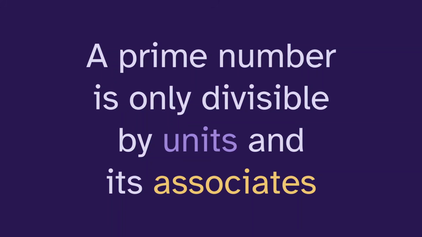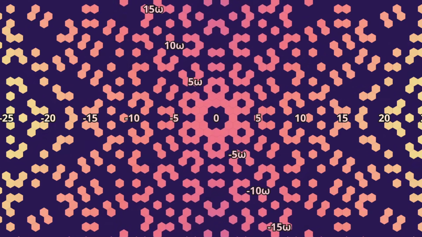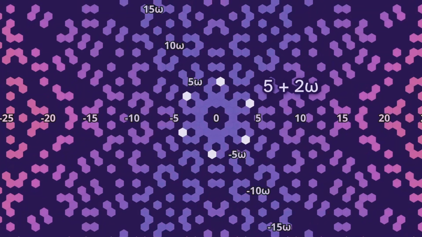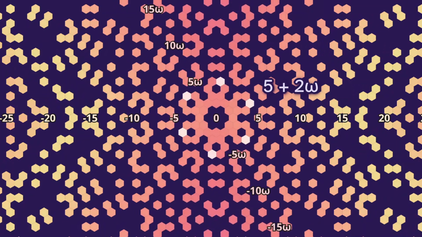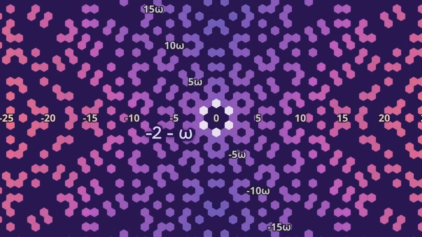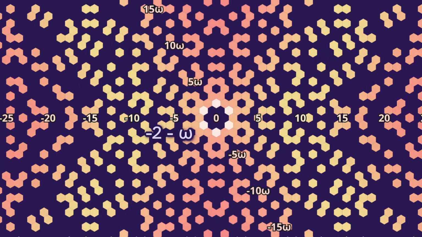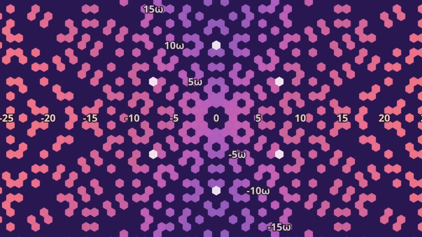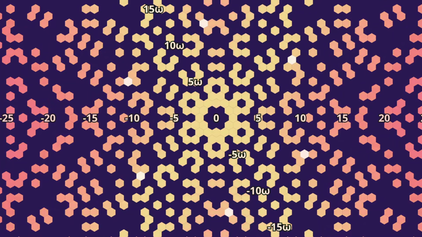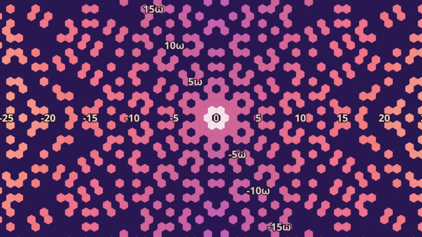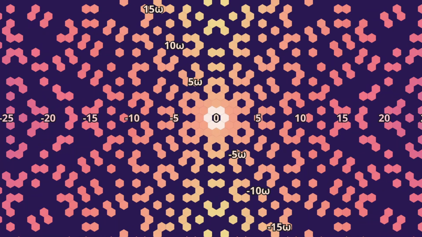And this modified definition does give us some sensible prime numbers. So here we are back with the primes. We see here is the prime 5 plus 2 omega and all of its associates, and -2 minus omega and all of its associates. And we see that the associates always have this kind of symmetry. They always form a hexagon. And that's because the units also form a hexagon. So multiplying anything by that hexagon is going to give us another hexagon.